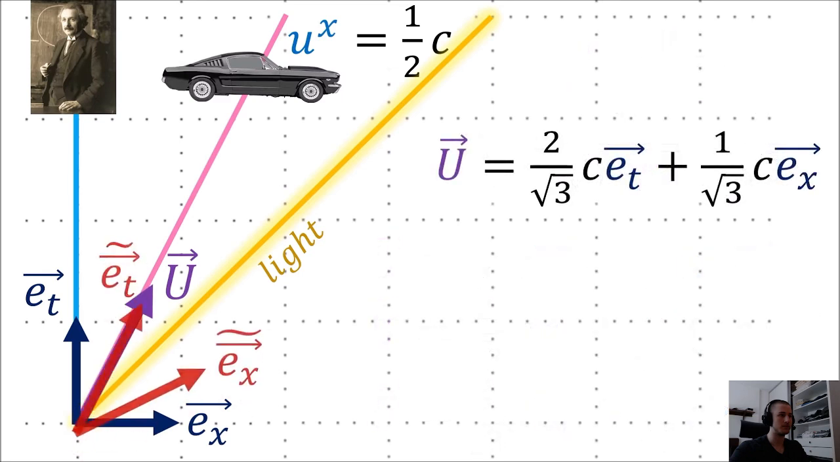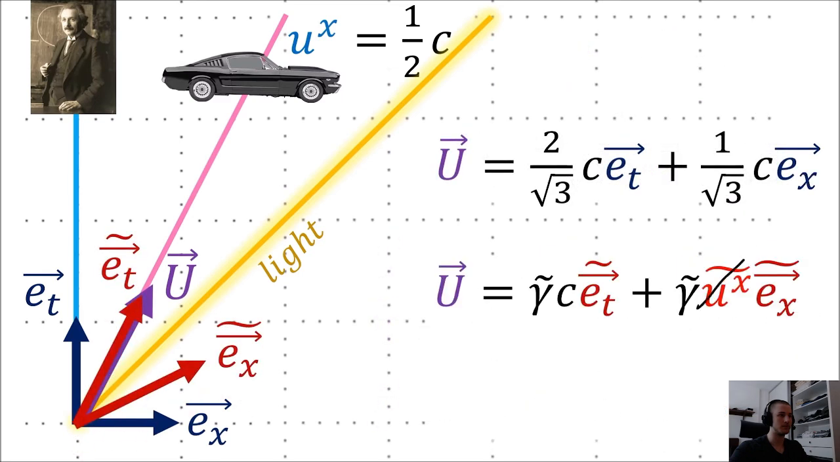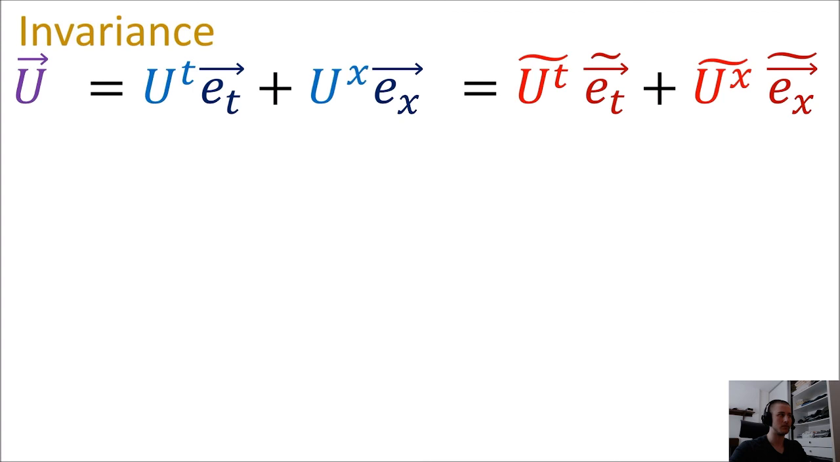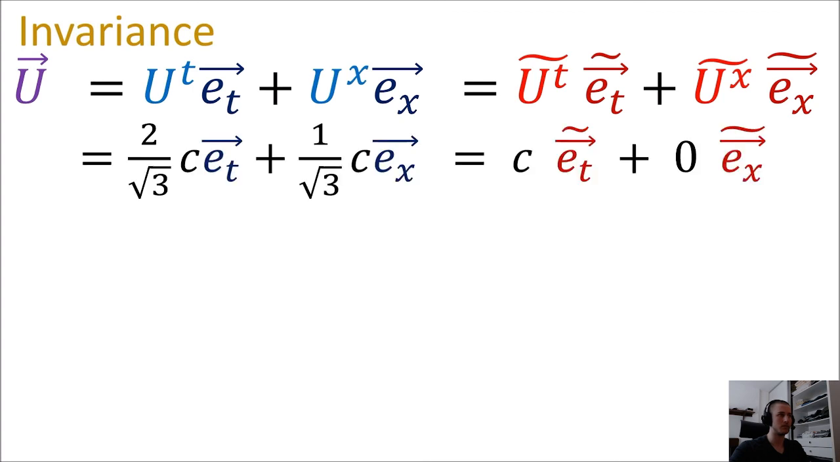However, in the reference frame of the car, its 3 velocity is 0, and this means that beta equals 0 and therefore gamma equals 1. In the car's frame, the car's 4 velocity equals c times et tilde. All of the space components are 0. Again, this matches up with the vector big U in our space-time diagram. So we can see that the four velocity vector big U is an invariant vector. It has different components in different reference frames, but it is the same unchanging vector in space-time.